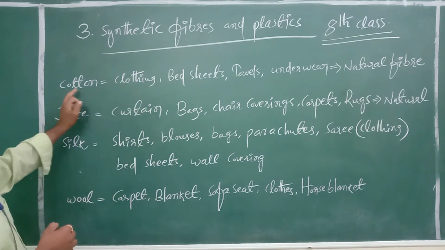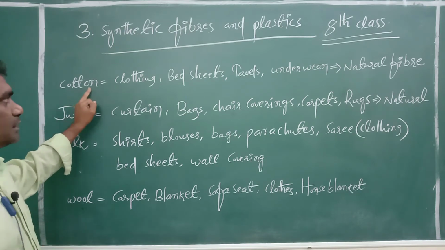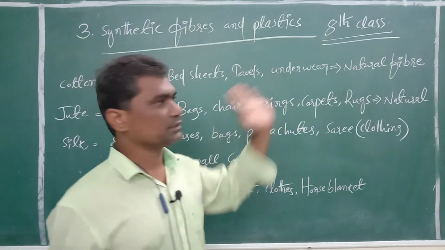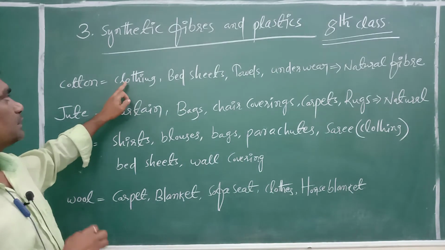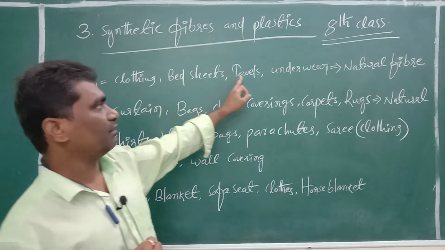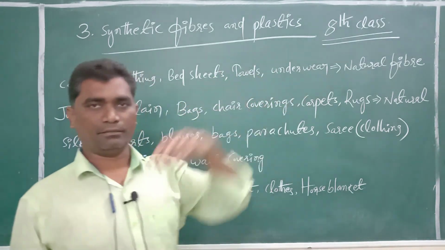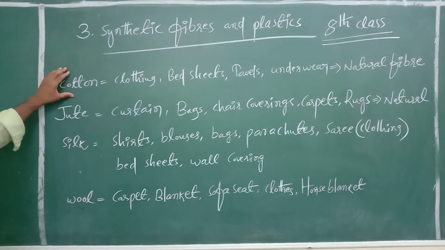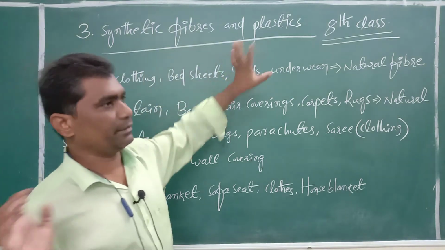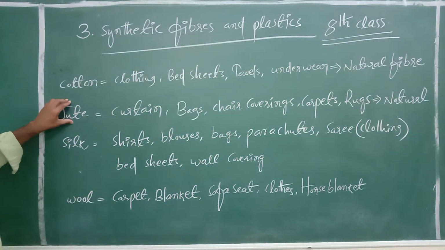Okay students, from cotton fibers, cotton cloths, these articles are made. What are those articles? Clothings, bed sheets, towels, underwear and many. Okay, so here cotton fiber is a natural fiber. From that cotton cloth is made. From that all these articles are made. Next one, jute fiber. Jute fiber is a natural fiber.